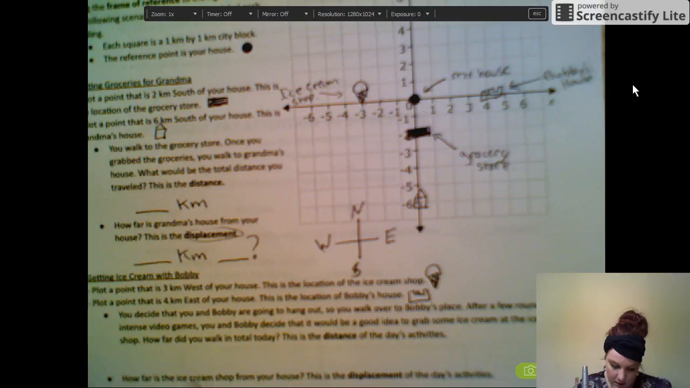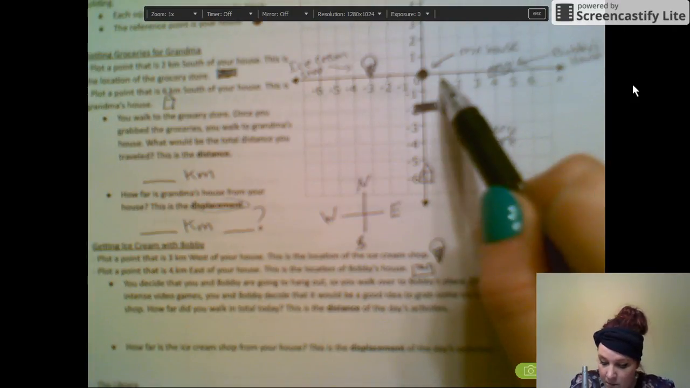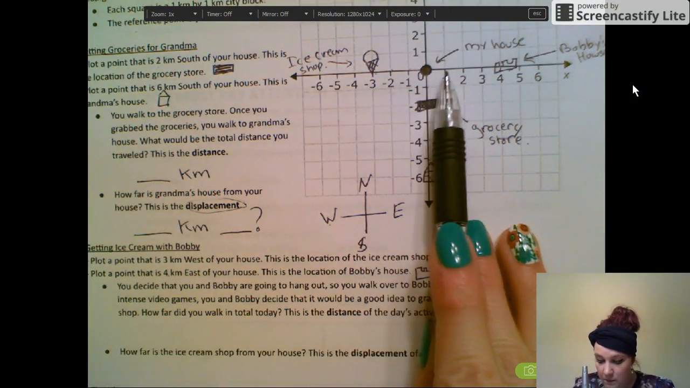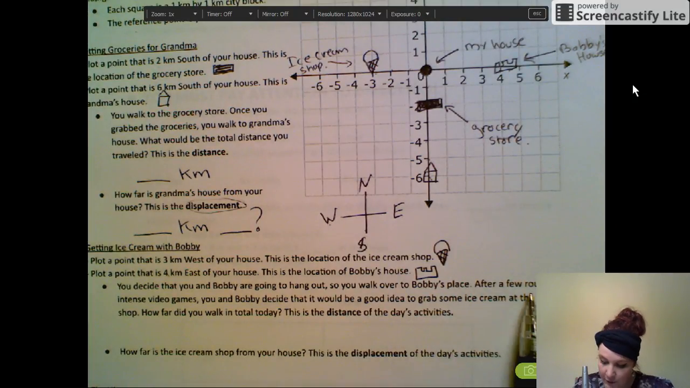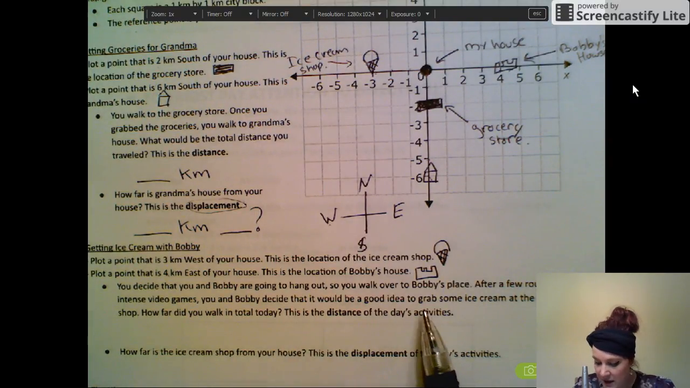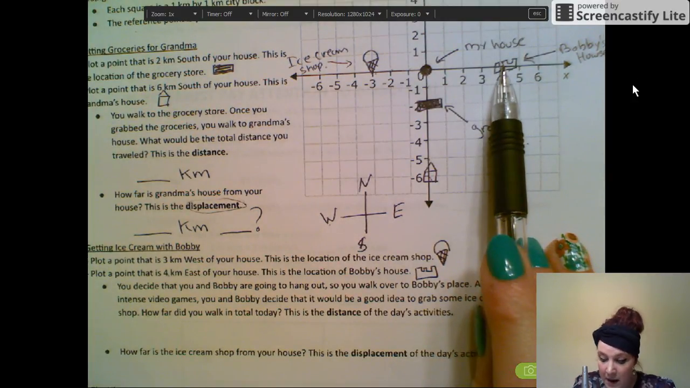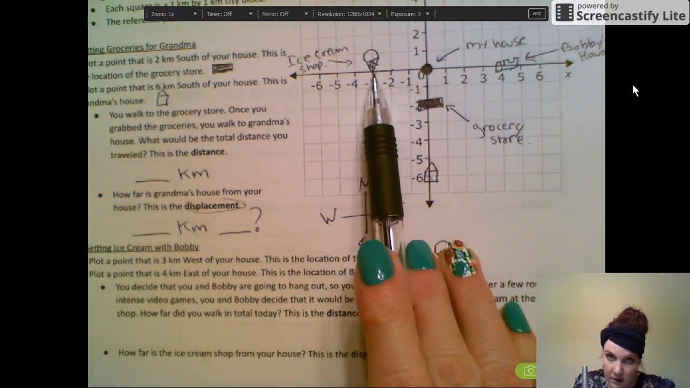All right, so let's read the scenario. You decide that you and Bobby are going to hang out. So you walk over to Bobby's place. So we're starting here and we walk over to Bobby's. So we're going to start that over again from here. After a few rounds of intense video games, you and Bobby decide that it would be a good idea to grab some ice cream at the ice cream shop. So you're going from Bobby's all the way to the ice cream shop.